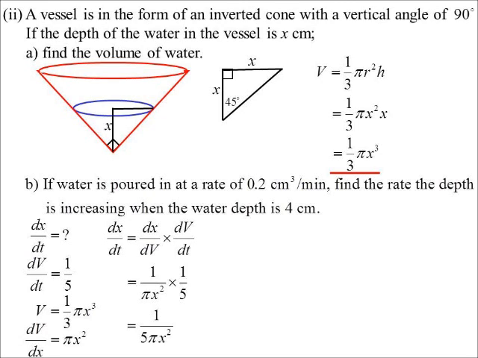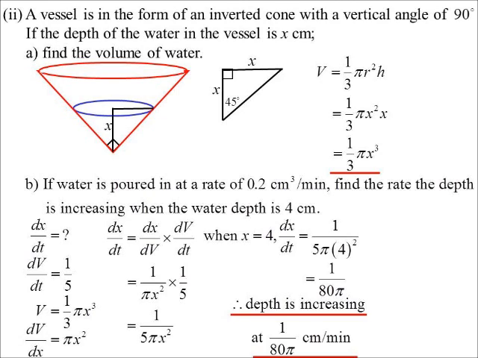So the situation we're looking for, where's the info? There it is, when the depth is 4 centimetres. So we want to know when x is 4, and as an exact value, it's 1 on 80 pi. And the units on that one would be centimetres per minute. Okay.